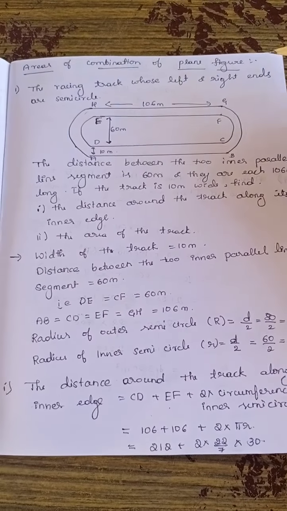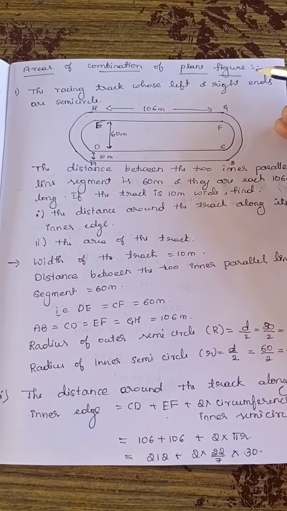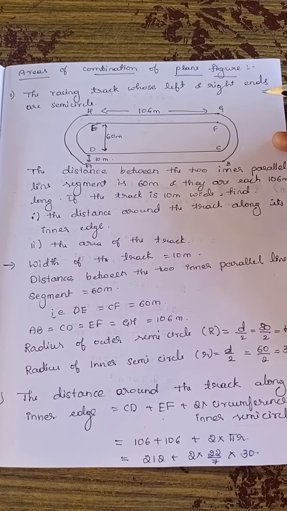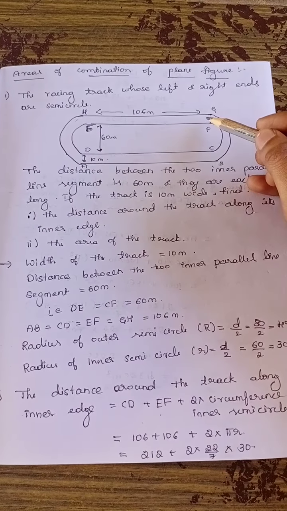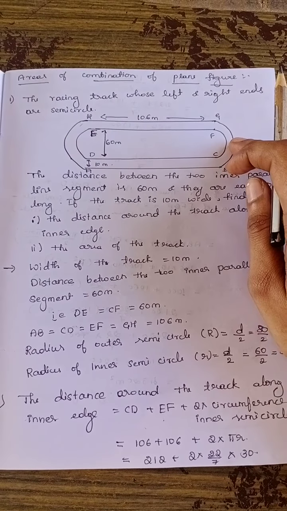Hello dear student, now let us see the topic area of combination of a plane figure. In this topic let us discuss some problems. The first one: a racing track whose left and right ends are semicircles. The figure is given here. This is one racing track. Here the left and right sides are semicircles.